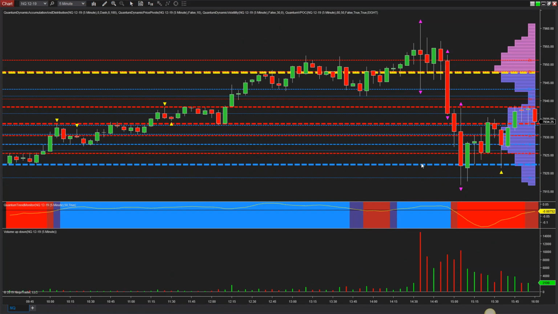This is 5 minutes, pretty slow. Exactly the same principles. We've got the accumulation distribution up here. We've got the volume point of control sat up here. We've got a low volume node above. And we've got these levels of both support and resistance, which are constantly coming into play. And we've got a lot of them here.